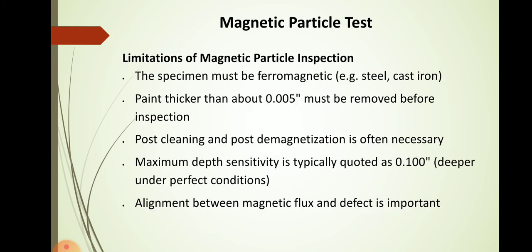Some limitations are there. The specimen must be ferromagnetic. That means it must contain iron content so that the current can be passed and it can be magnetized. Paint thickness should not be more than 0.005 inch. If it is more, then it should be removed for the inspection. Post cleaning and post demagnetization are required, and it is a must. Maximum depth of sensitivity is typically 0.1 inch. So beyond that, defects are less sensitive to be inspected.